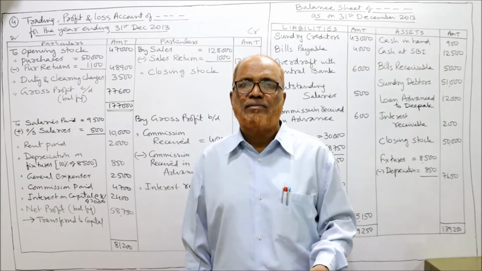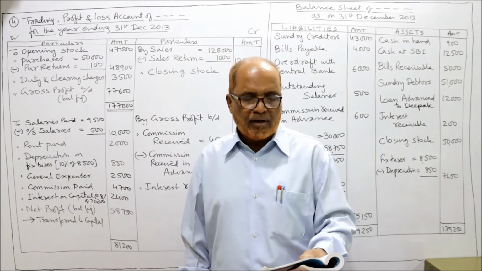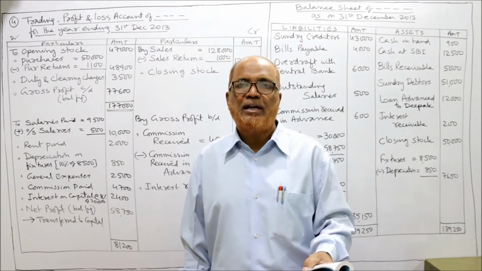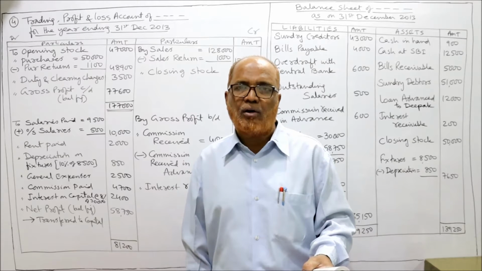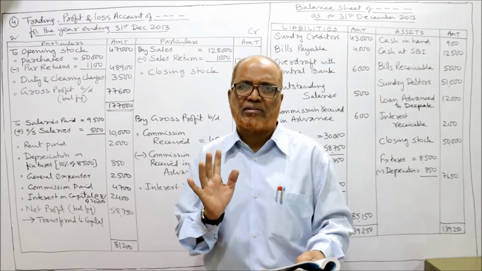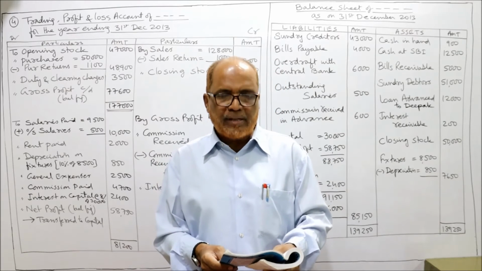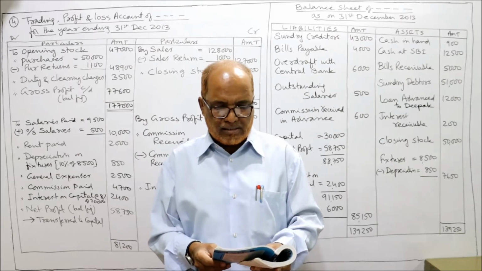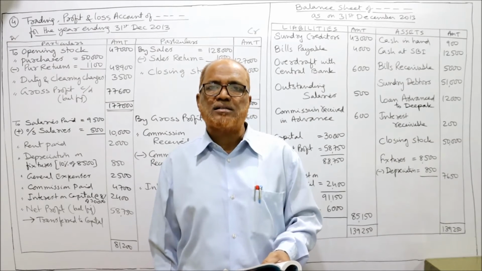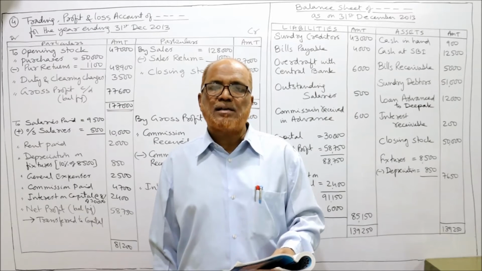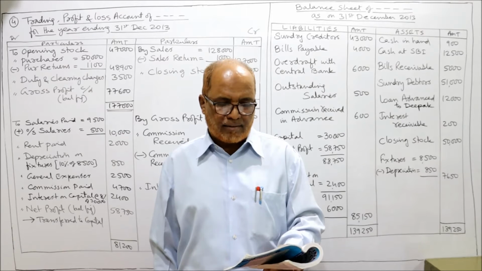First, capital is given. Liability side. Drawings, it will be deducted from capital on liability side only once. Sundry creditors, liability side. Bills payable, liabilities. Sundry debtors, asset. Bills receivable, asset.